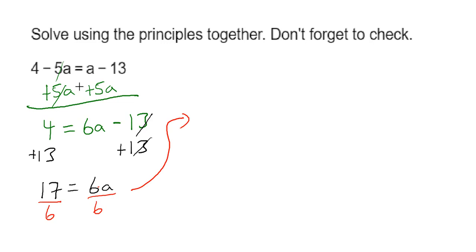So we end up with 17 on top over 6, which doesn't reduce, and we don't want to write it as a mixed number. Most times in algebra, you don't want mixed numbers. They're just more difficult to work with in algebra.